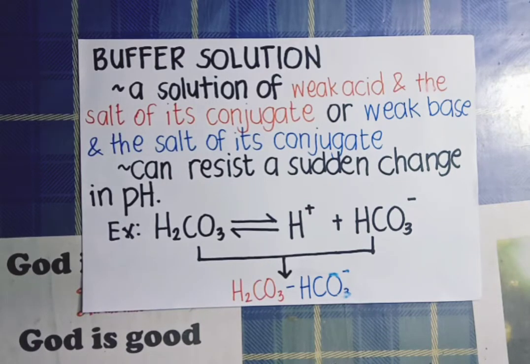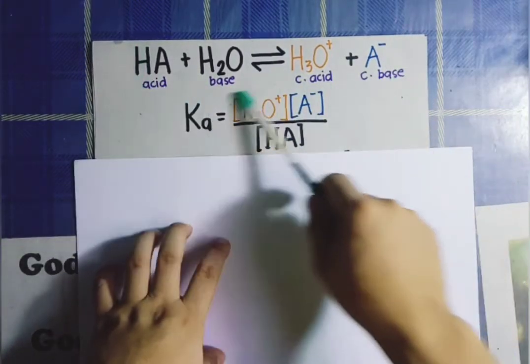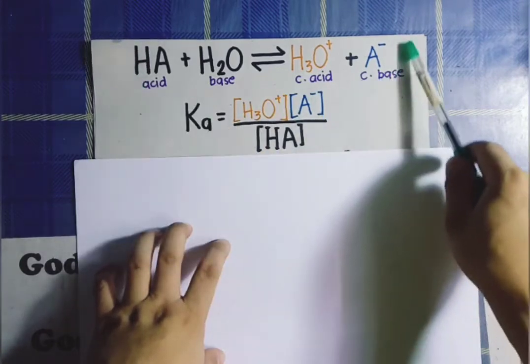Now, just like other type of solution, buffer solution has its own pH. The question is, how are we going to determine the pH of a buffer solution? To answer that question, we need to go back to the topics Bronsted-Lowry acid-base mechanism and dissociation constant expression for acid. Now, this is a hypothetical equation that shows the Bronsted-Lowry acid-base definition.